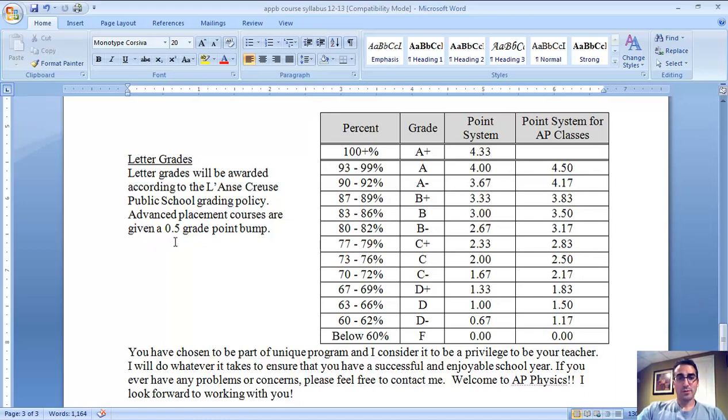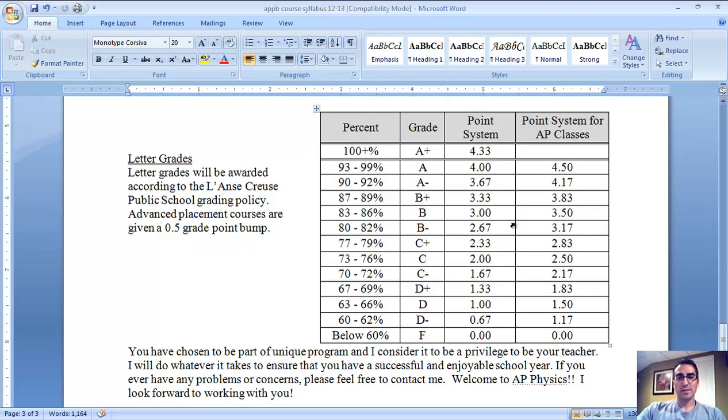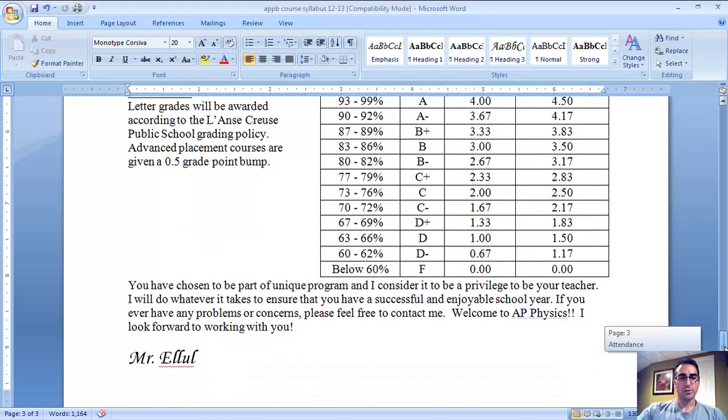There's also going to be a 0.5 grade bump for completion of this class as well. You won't see that on the AP grade. In other words, if you, let's say, score an A-, it's not going to bump you up to an A. You won't see an A on your transcript. It'll still be an A- on the transcript, but your grade point average will be increased.